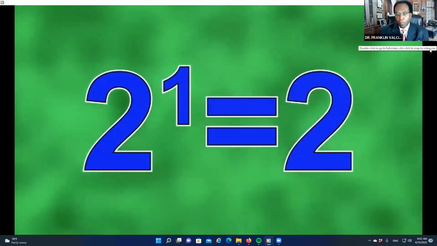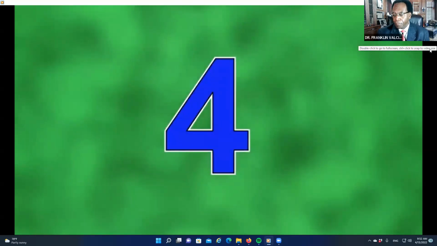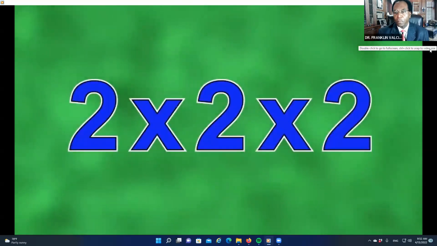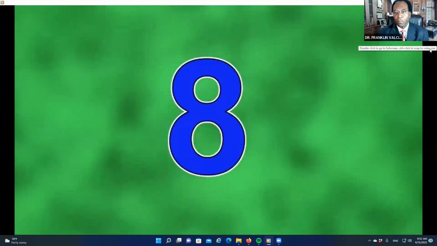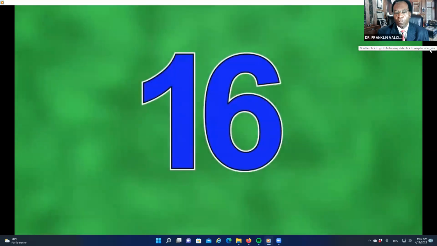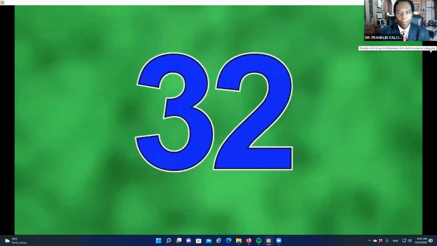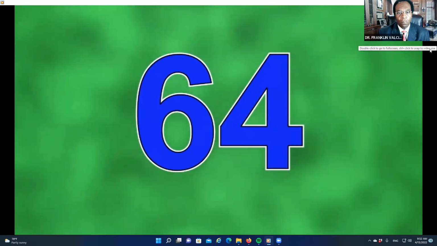2 to the first power is 2. 2 to the second power is 2 times 2. That's 4. 2 to the third power is 2 times 2 times 2. That equals 8. 2 to the fourth power is 2 times 2 times 2 times 2. That's 16. That fits our pattern. After that, 2 to the fifth is 32. 2 to the sixth is 64.